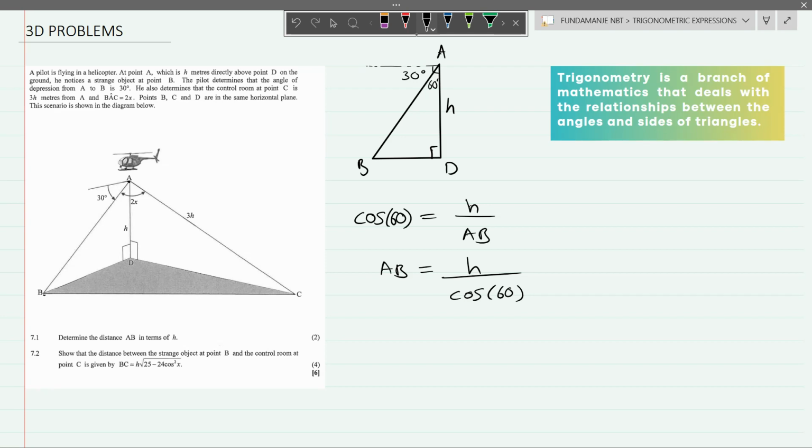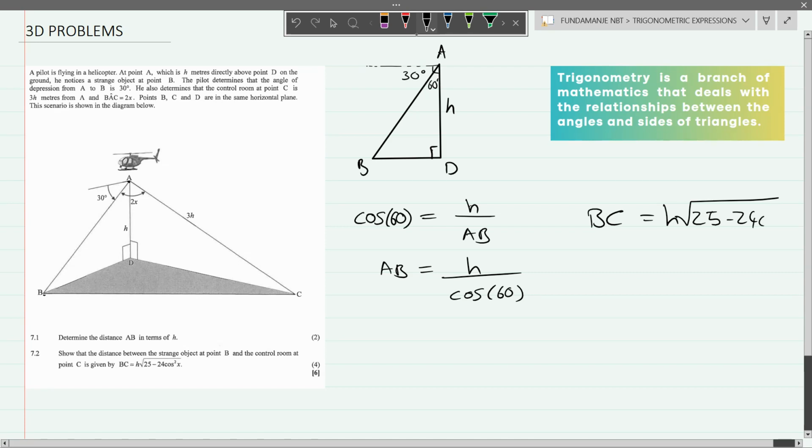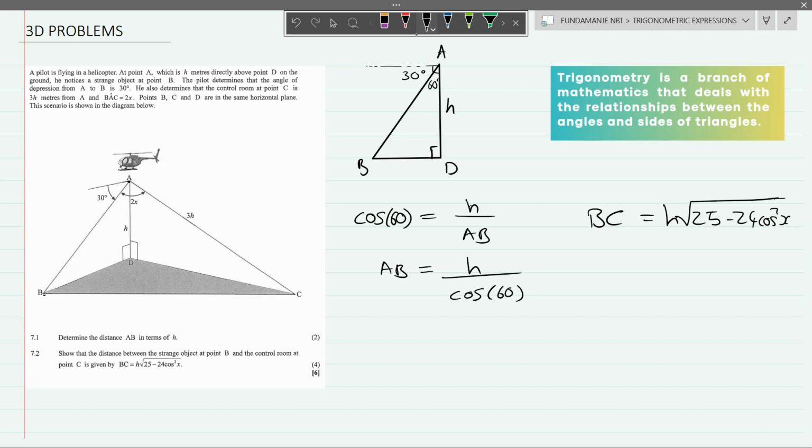And then 7.2 says show that the distance between the strange object at point B and the control room at point C is given by the following formula. So now we are told that we have to prove that BC is equal to h square root of 25 minus 24 cos squared x. Now my intention is not to actually solve these questions, but just give you the knowledge and the steps that you can check yourself with as you progress along with these types of problems.